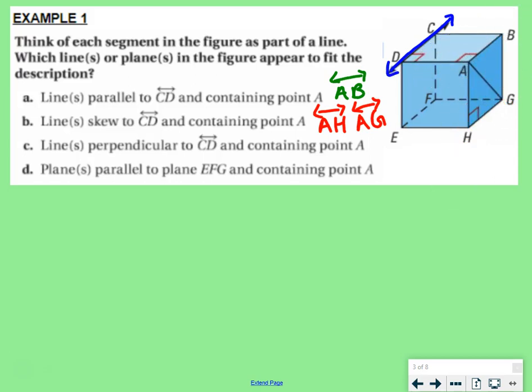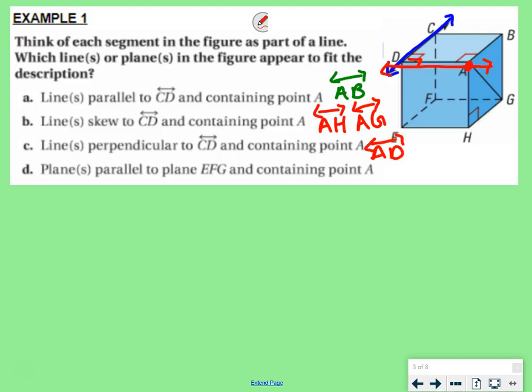Okay, next one is lines perpendicular to CD containing point A. So perpendicular would need to be on the same plane and crossing at that 90-degree angle. So if we look, here's that 90-degree angle. So line AD would be perpendicular.